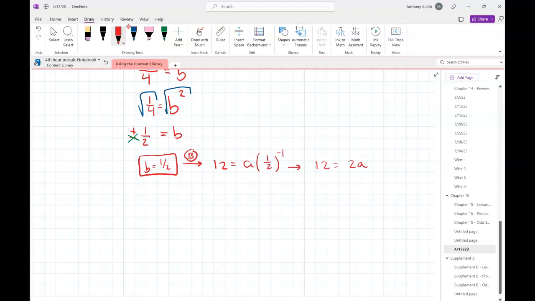And then as we divide by 2, we get a equals 6. So we put those together, and I get 6 times 1/2 to the x.